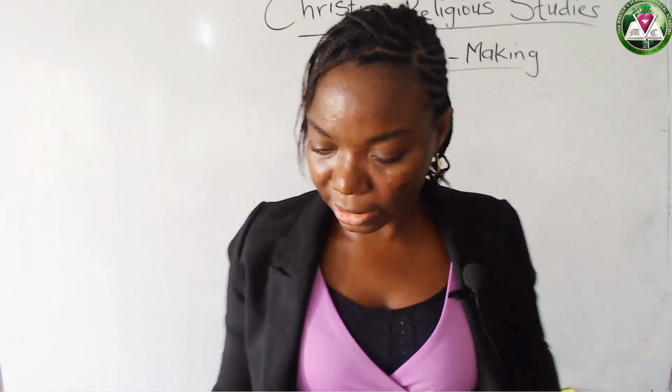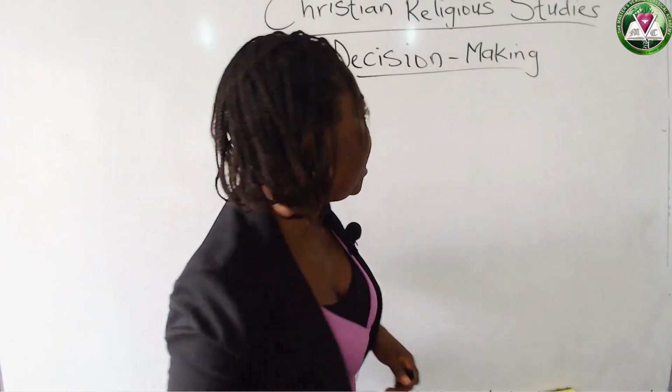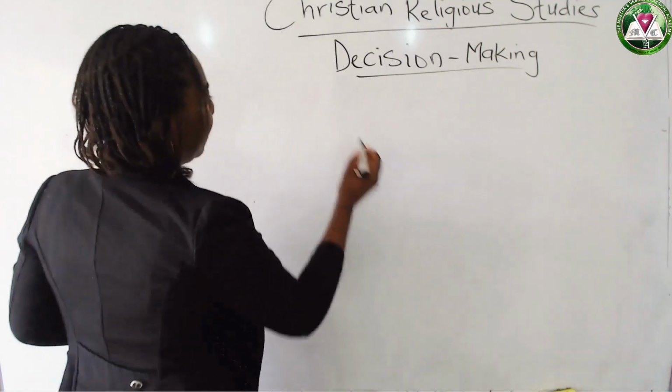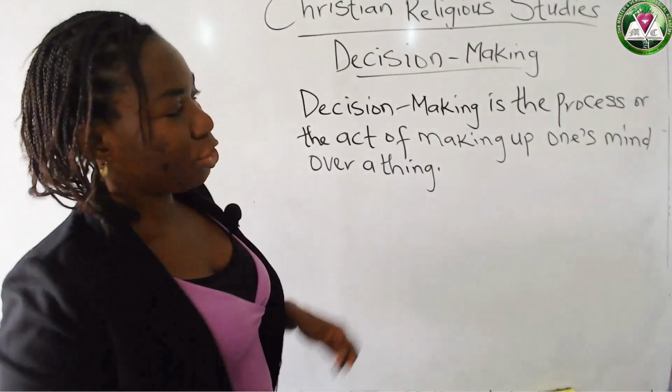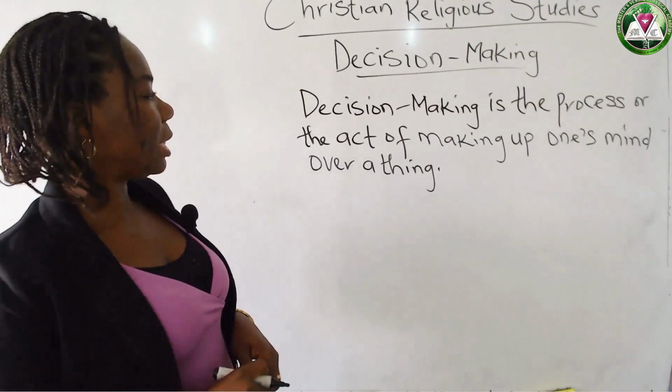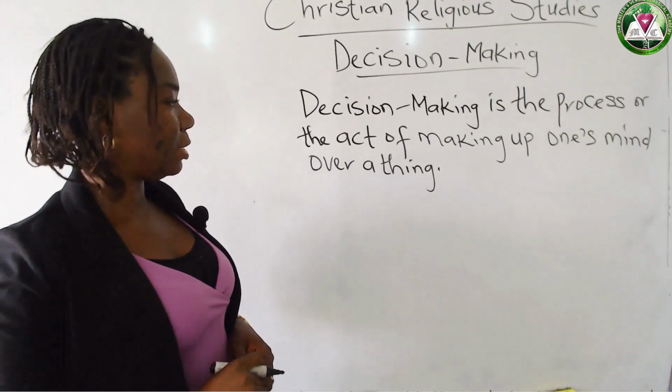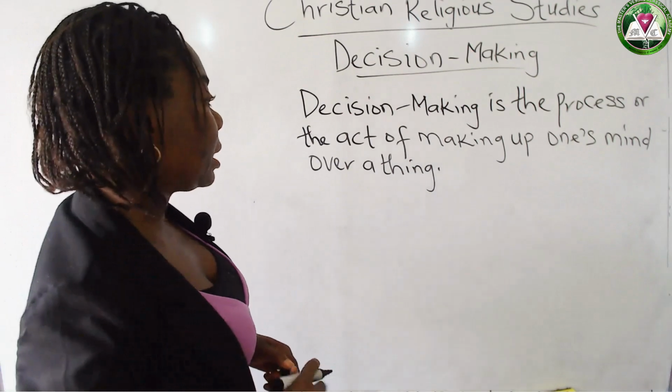Now let's take the meaning of decision making. I said decision making is the process or the act of making up one's mind over a thing. Now the steps.